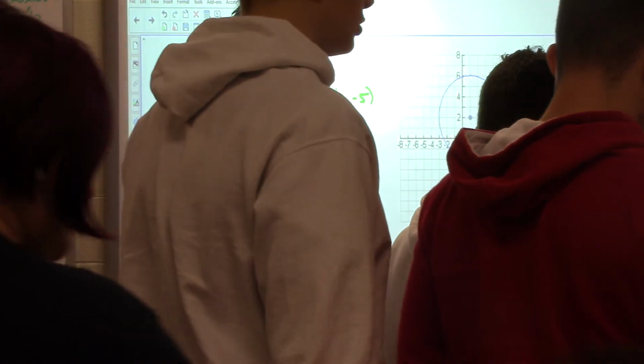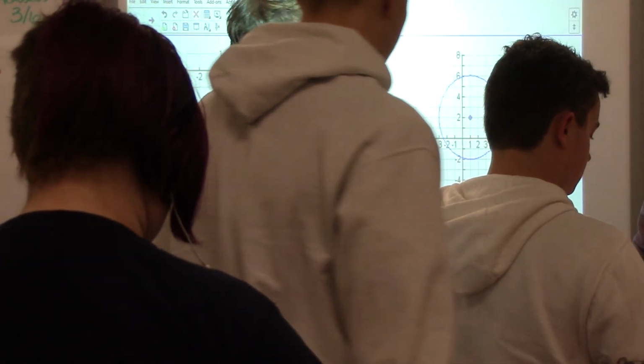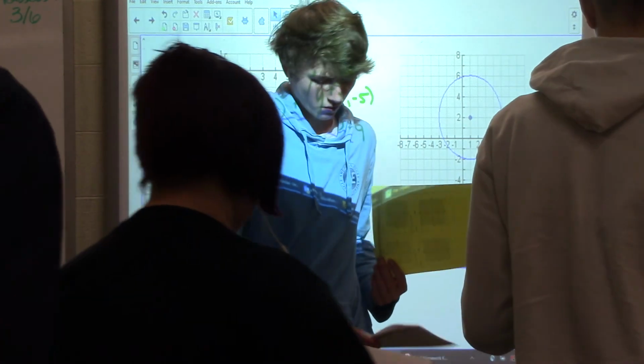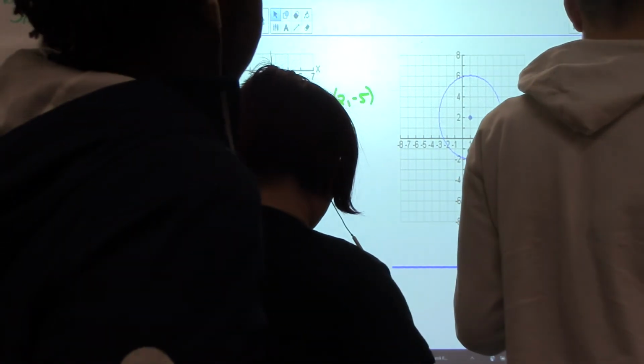Oh, wait. Plus, I know, it's not there. Minus, right? That's minus h minus k. Y minus 2 squared, right? This side wants to be a y. Y minus 2 squared.